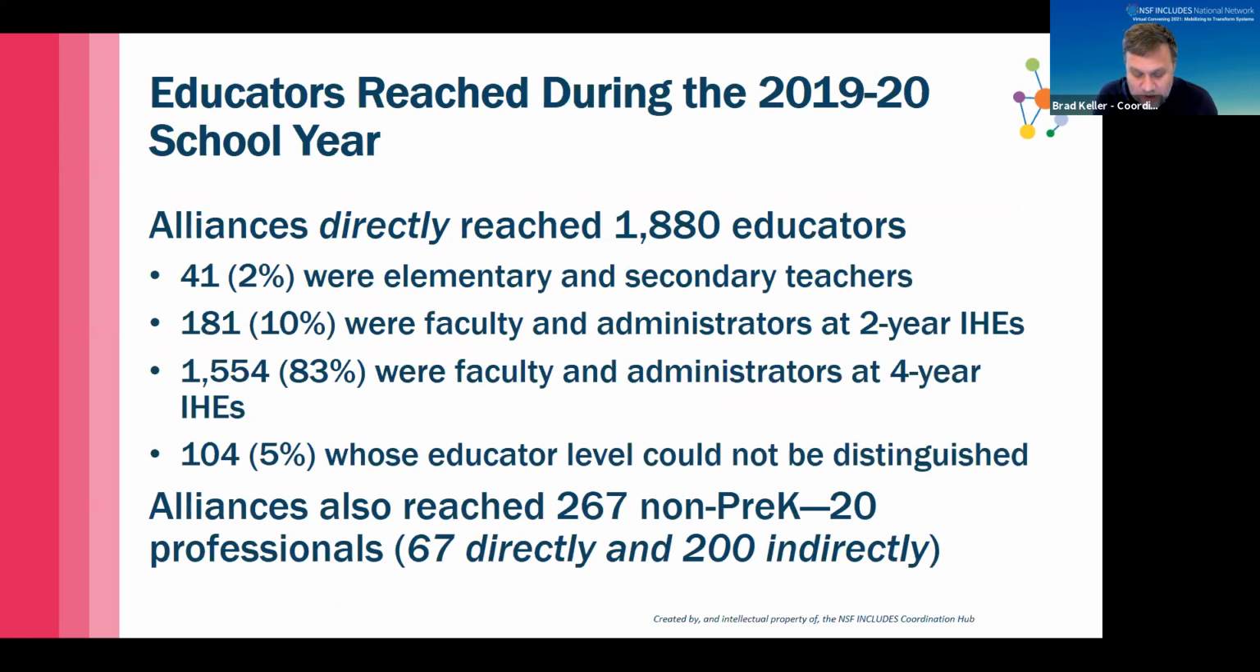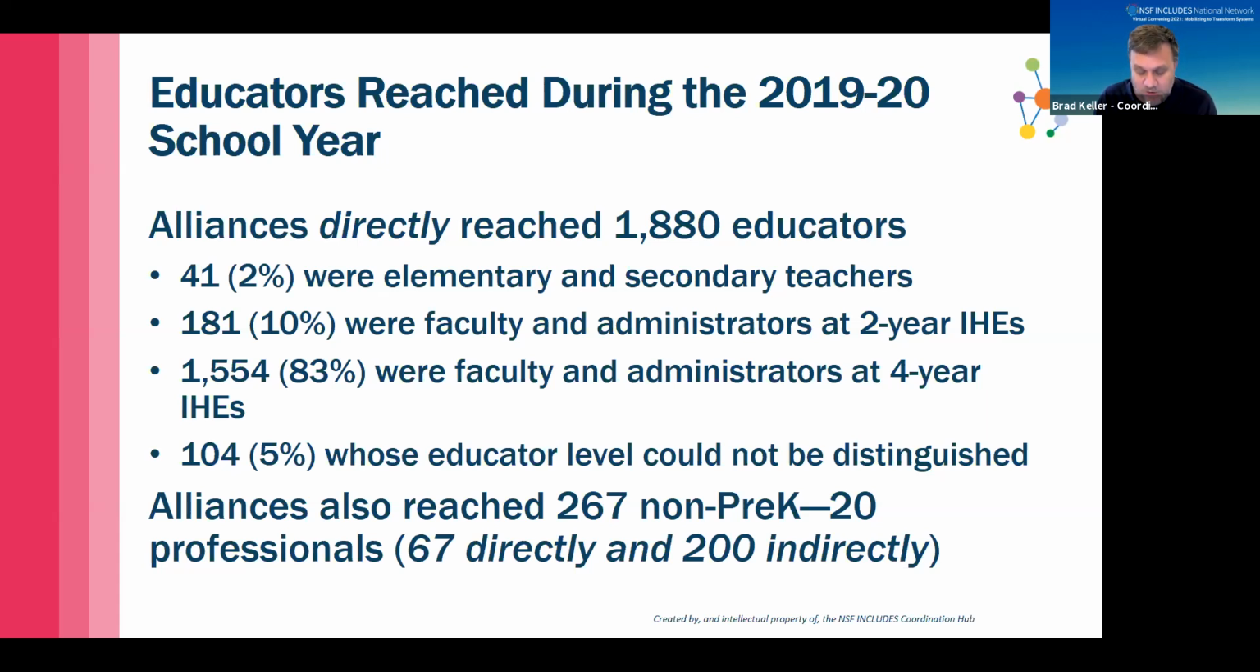So let's go through some more of the numbers. The participant worksheet collected information about the number of educators reached directly and indirectly in a given school year as well. The 8 alliances that completed the Hub's participant worksheet directly reached a total of 1,880 educators during that school year. Of this number, 2% were elementary and secondary teachers, 10% were faculty and administrators at 2-year IHEs, 83% were faculty and administrators at 4-year IHEs, and 5% were educators whose level could not be determined.